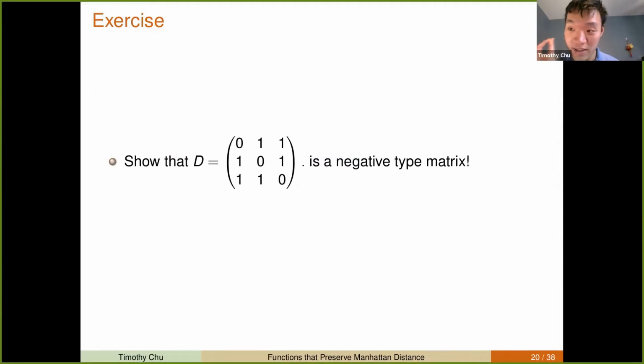And of course, feel free to ask any questions about what negative type means, what the background here is, and so forth. Okay, anyone want to give a solution?